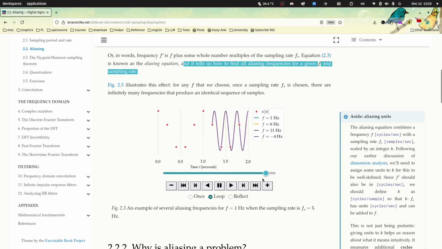Basically, with those samples, we can have this curve, or this curve, or this curve, etc. We don't know which is correct.